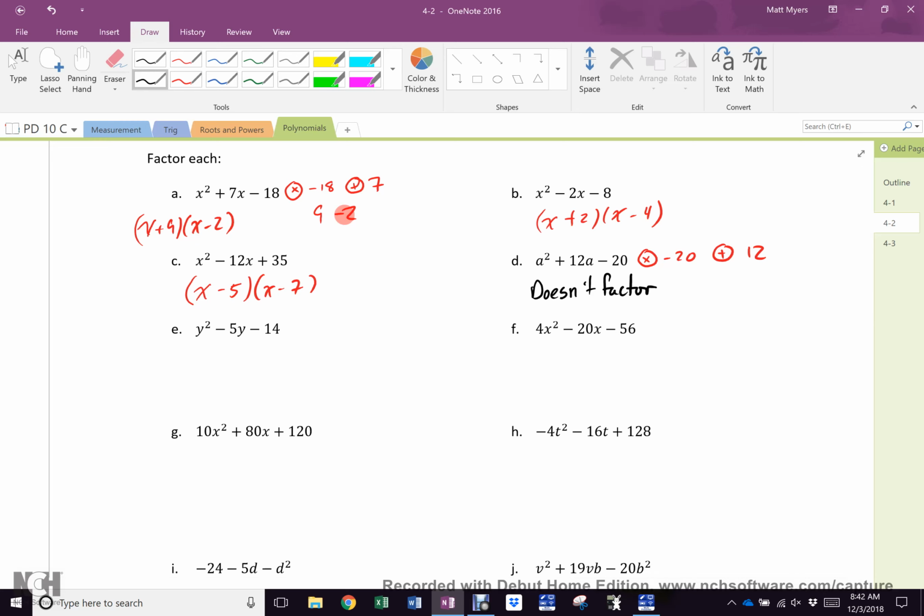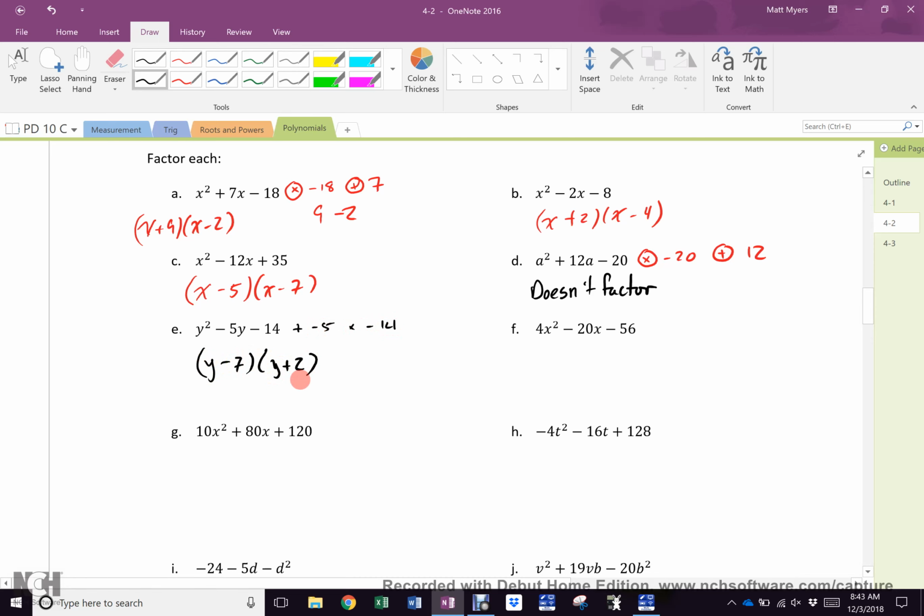All right, what about E? I've got to add to negative 5 and multiply to negative 14. What is it? y minus 7, y plus 2. Yeah? Everybody good?